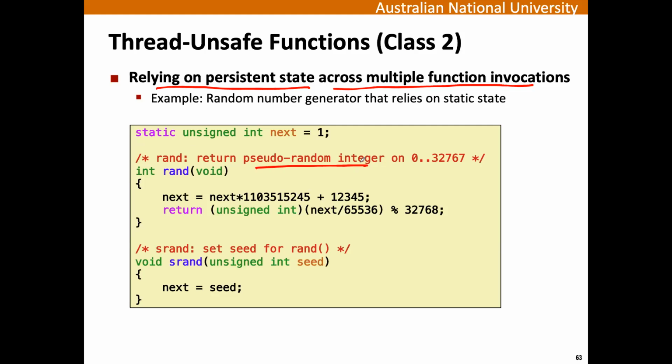Here's an implementation from the C library, at least at some point they had that, where you initialize a seed using the function srand. You pass the seed that you're interested in, and then this function sets a global, static variable to the seed.